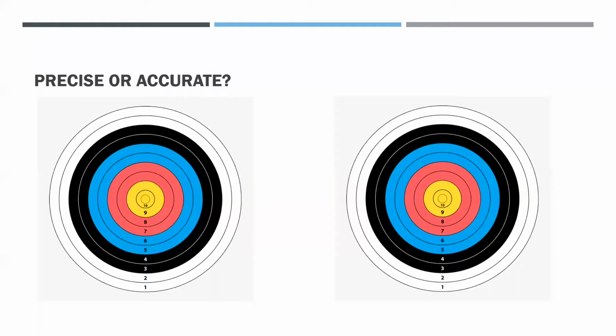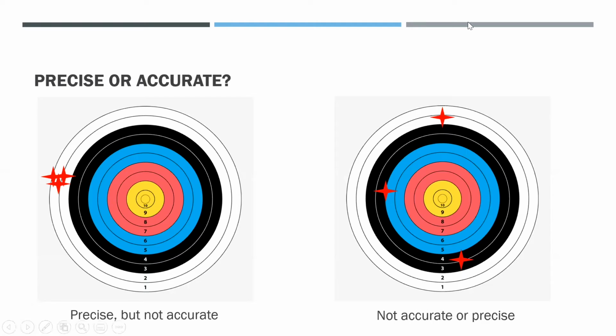Are the arrows precise or accurate? Because the arrows are close together in the first target, they are precise, but they are not accurate because they're not close to the middle. In the second target, the arrows are neither precise nor accurate because they're scattered throughout the target.